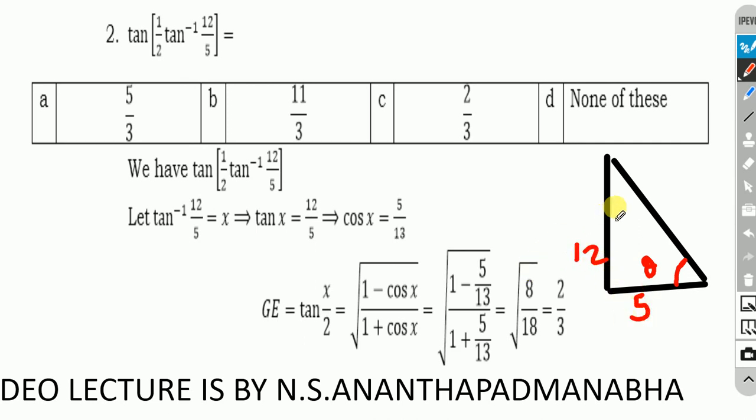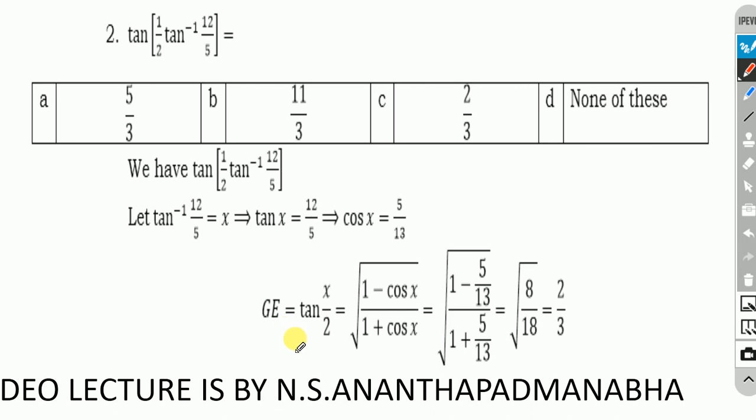So 12 square plus 5 square, that is 144 plus 25, which is 169 under square root, that is 13. So the hypotenuse is equal to 13 here. So cos x is equal to 5 by 13, that is adjacent side by hypotenuse. So cos x is 5 by 13.